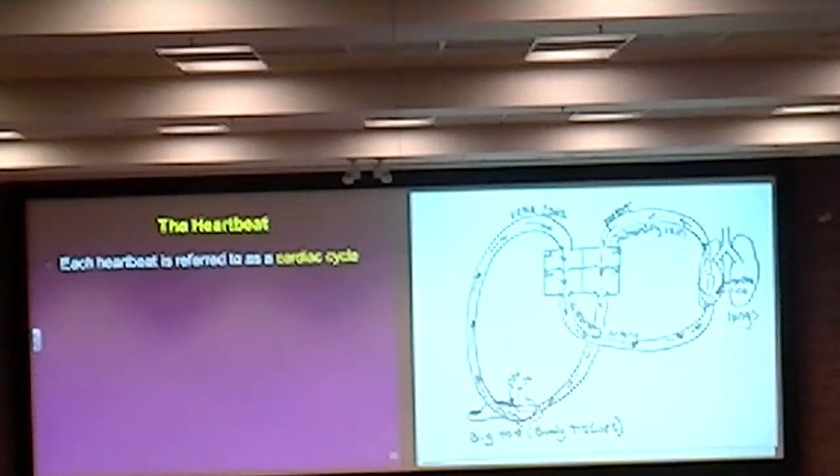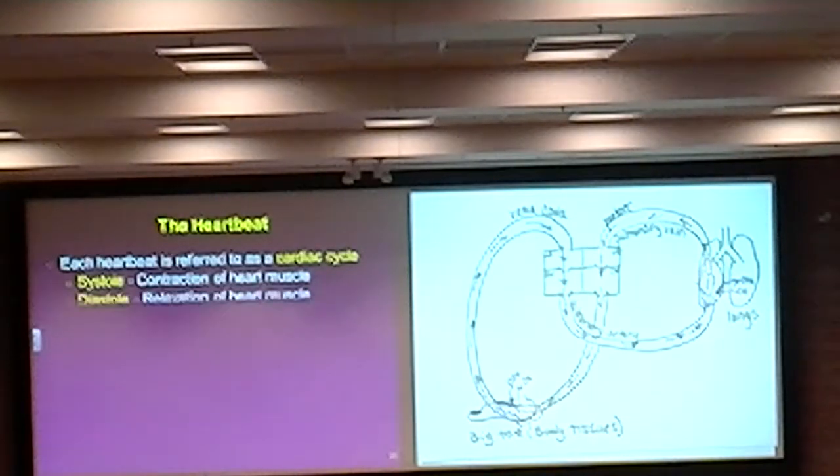But each heartbeat is referred to as a cardiac cycle, and it has two basic parts to it. First of all, the systole part, which is when the heart muscle is contracting. And then there's a period when the heart is relaxing afterwards, called diastole. So you've got contraction of the heart followed by relaxation, followed by contraction again, followed by relaxation. Except it's not that simple, because the heart actually contracts in two steps. The whole heart doesn't contract all at once. Part of it contracts, then another part of it contracts, and then it all relaxes. Okay?